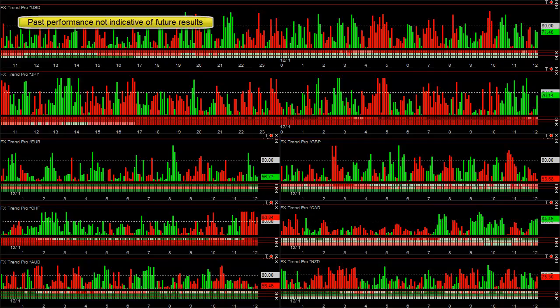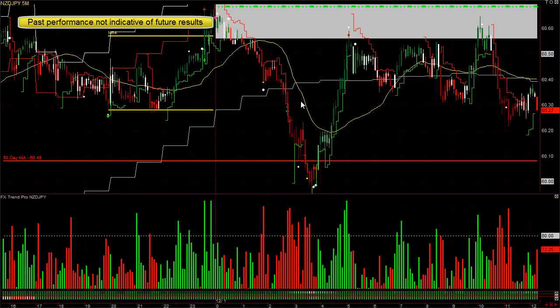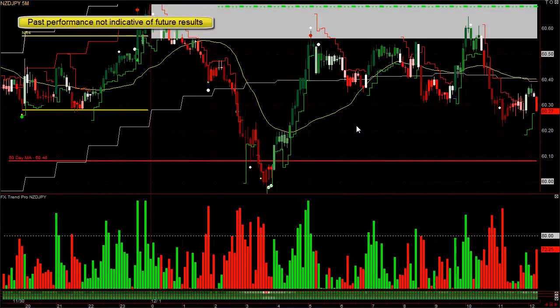I realized my mic was in the wrong spot. Let's look at the New Zealand yen chart. Now, strong New Zealand, weak yen.